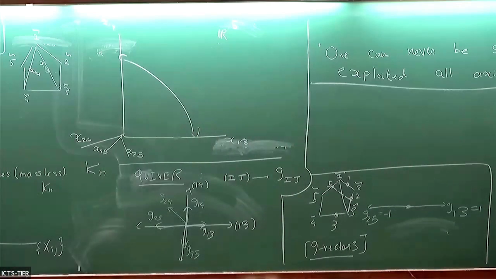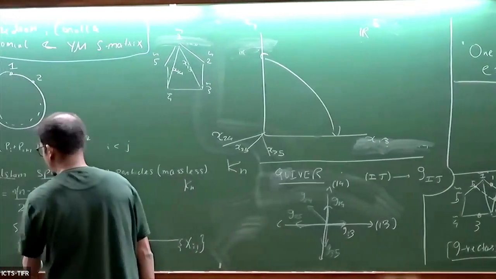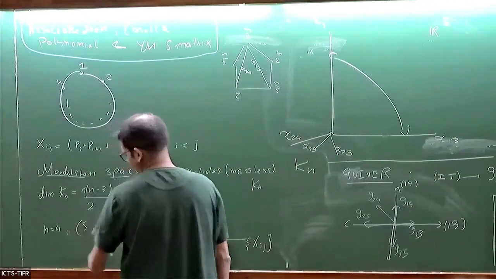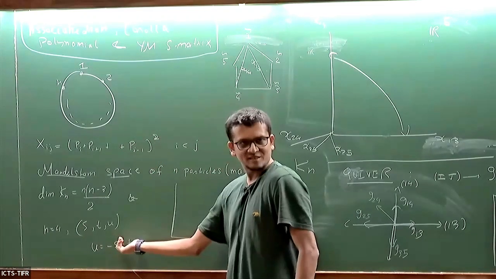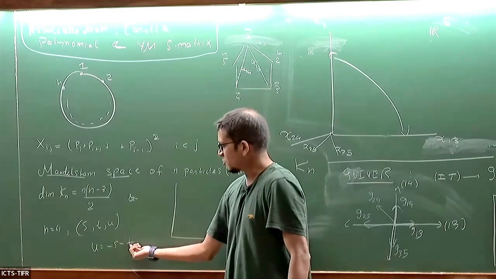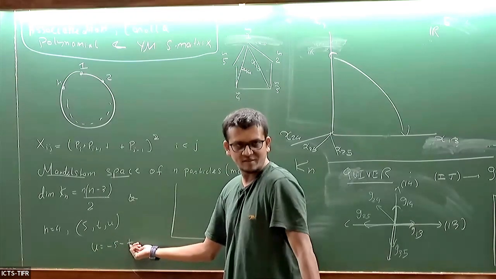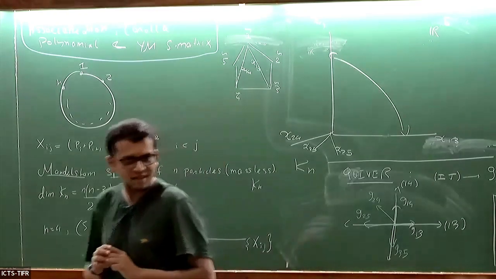Even for, just to give you an example, in the n equal to 4 case, we have three variables, right? S, T and U. But of course, we know for massless particles, say U is minus S minus T. So the independent basis is S and T, which is simply (P1 plus P2) squared and (P2 plus P3) squared. So that is just to fix a basis. I haven't assumed any planarity or anything. I don't have any particles or anything right now.